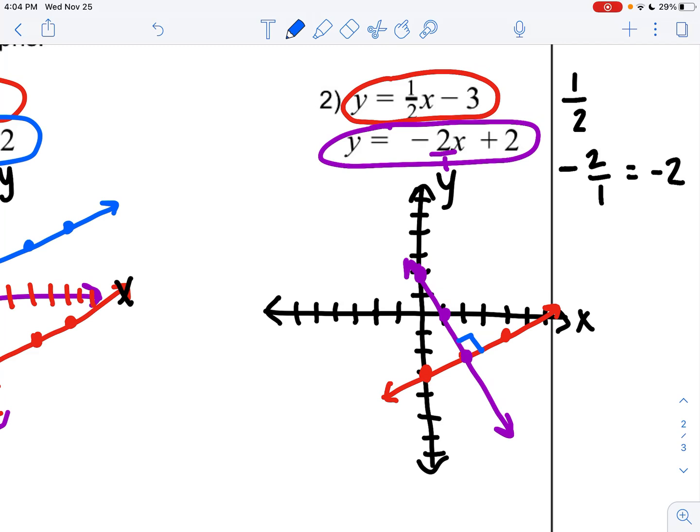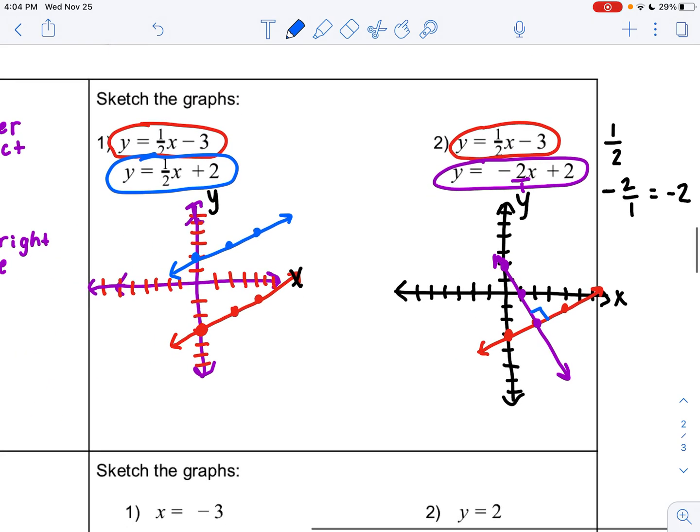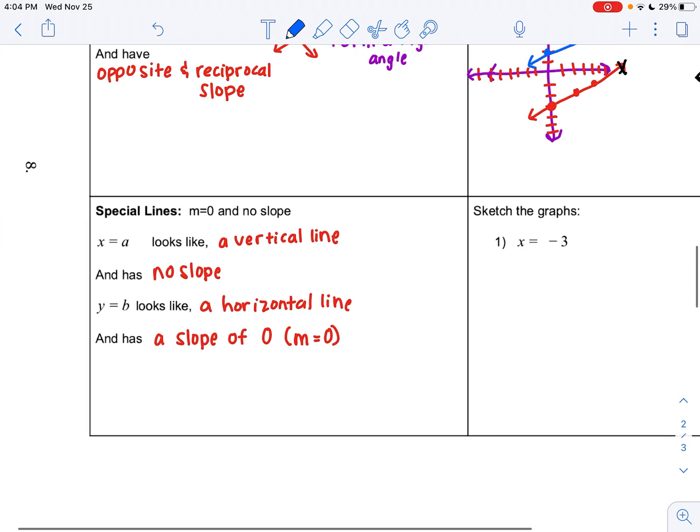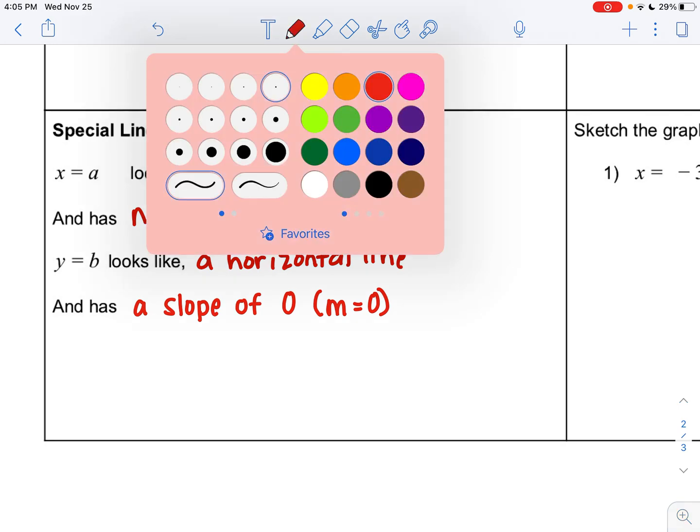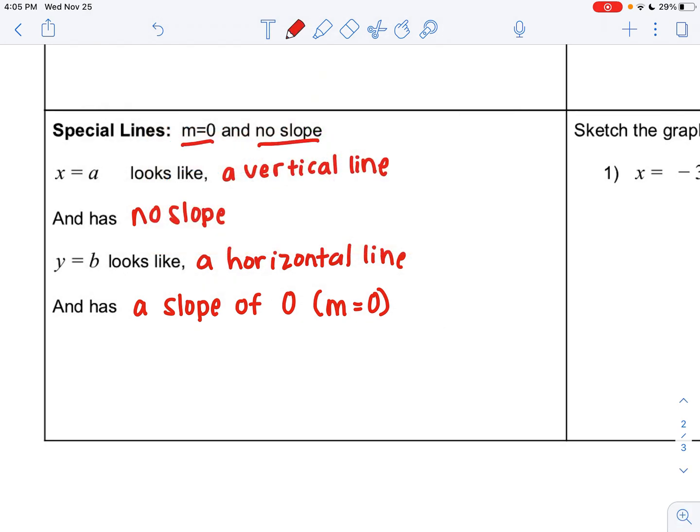And we don't even have to graph it to tell. You can just tell by the slope. So always look at the number in front of x. That is your slope. And if they're the same, they're parallel. They're never going to touch, like over here. And if they're opposite and reciprocal, they're perpendicular, and they're going to form a right angle. And the last thing we're going to talk about is when you have your slope equal to 0 and when you have no slope.